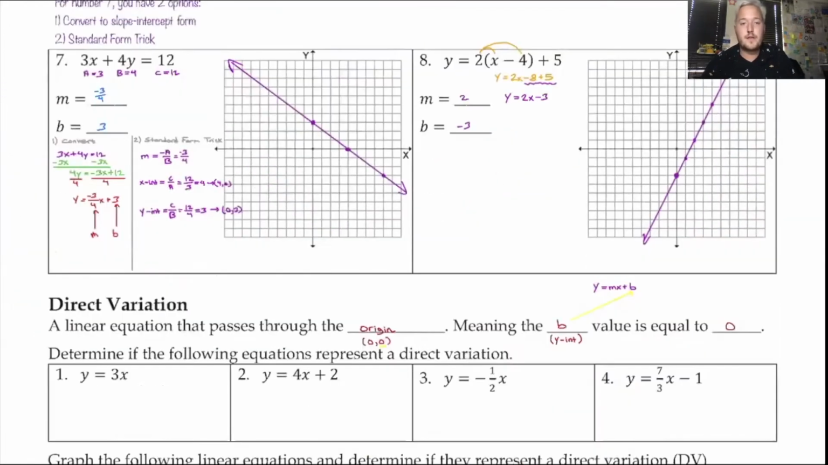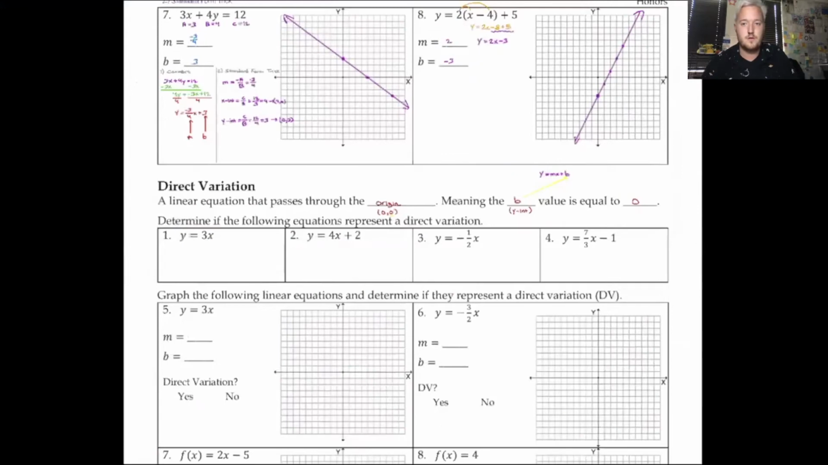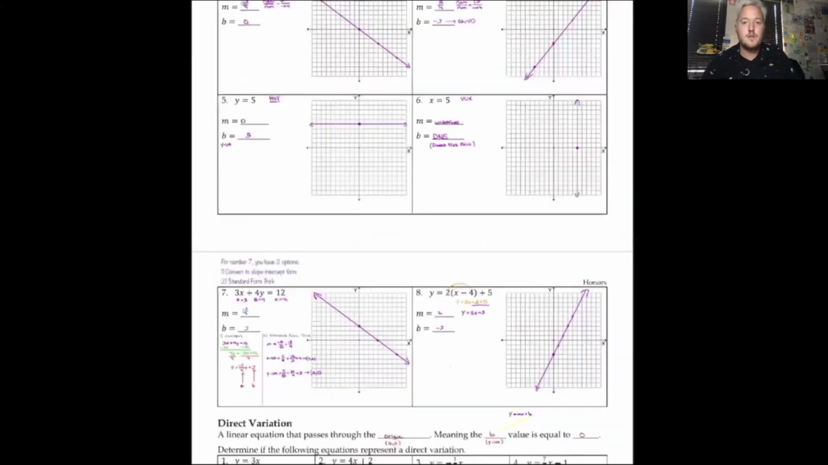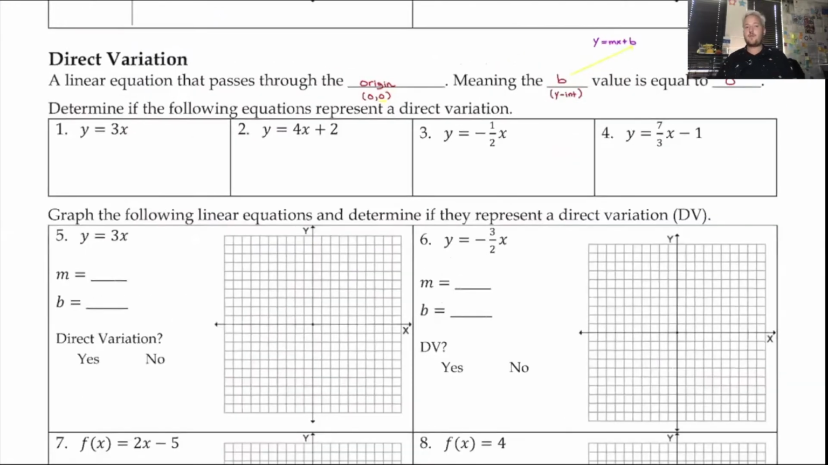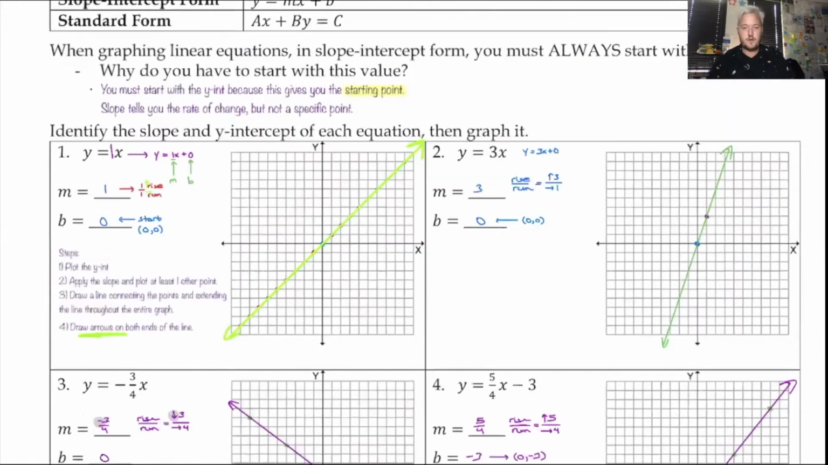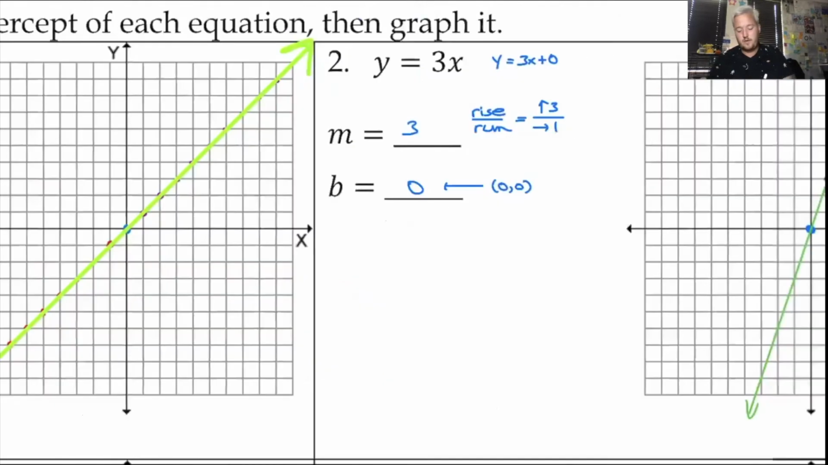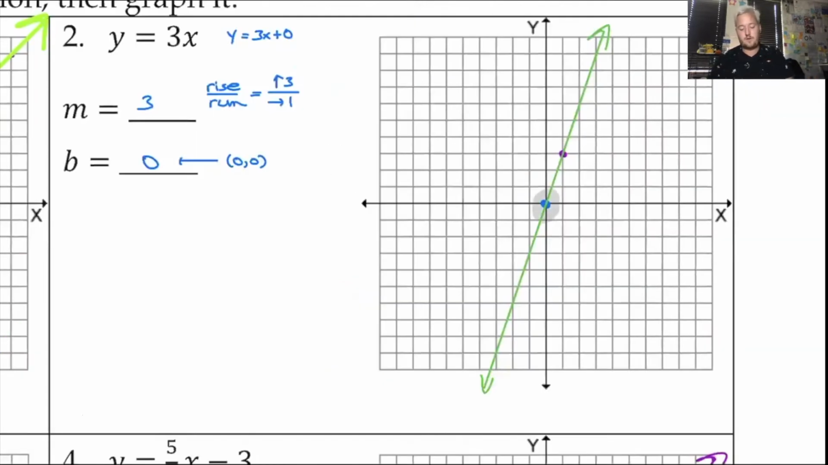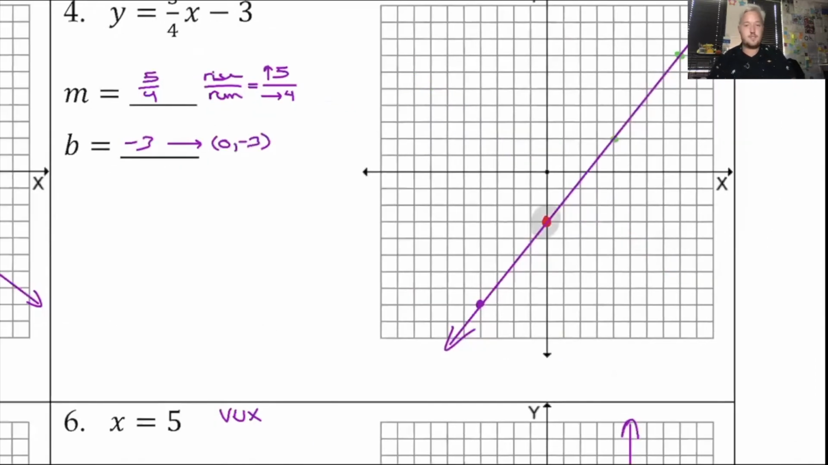All right, so now we're going to get into a more specific type of graphing and type of equation, which is what we call a direct variation. That equation? That was my vertical line. So for your direct variation, it is simply a linear equation that passes through the origin. So meaning it's going to have a b value of 0. So if you notice up here, like our first equation up here, does it pass through the origin? Yes, that is a direct variation. Our equation here, does it pass through the origin? Yes, that is a direct variation. Our equation here, pass through the origin, it's a direct variation. Our equation does not pass through the origin here, so this one is not a direct variation.